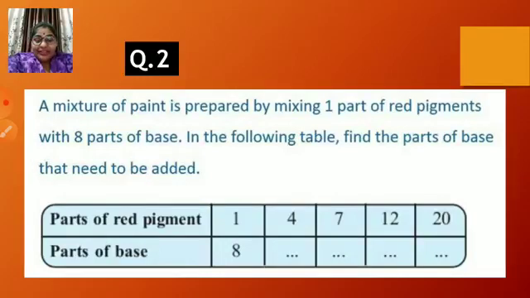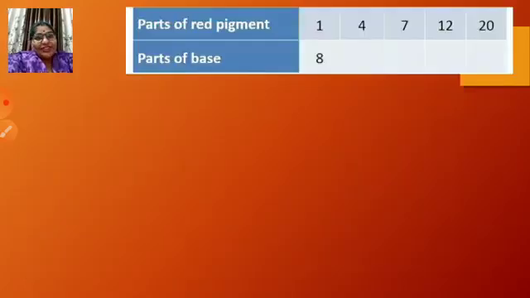So now let us start with question number 2 from the same exercise 13.1. Mixture of paint is prepared by mixing 1 part of red pigments and 8 parts of base. So let us consider the red pigment part as x value and the base as y value. So here, children, this is x1, y1, x2, y2, x3, y3 and so on. You can consider these values. So we need to find the missing numbers over here, that is the parts of base. So here this is our table, children.